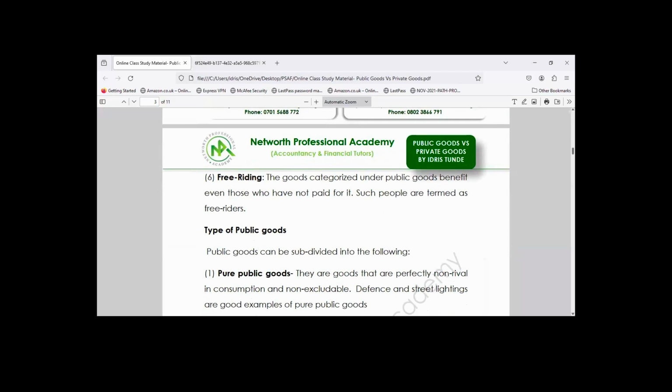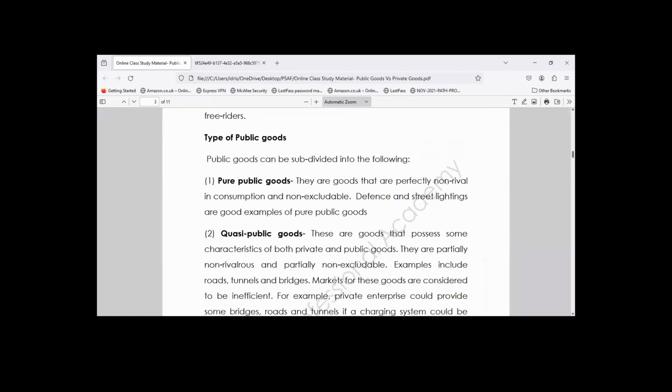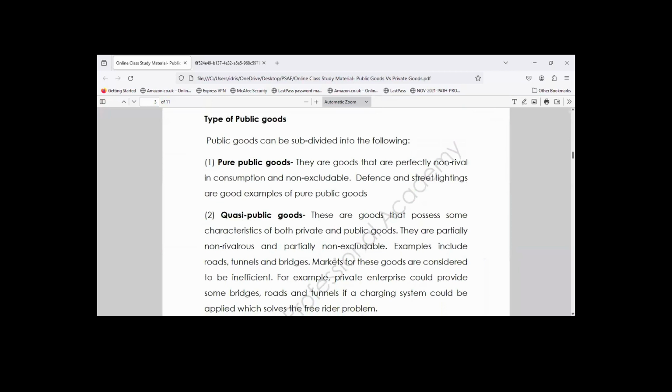Now, types of public good. The number one type of public good that we have is pure public good. These are goods that are perfectly non-rival in consumption and perfectly non-excludable.